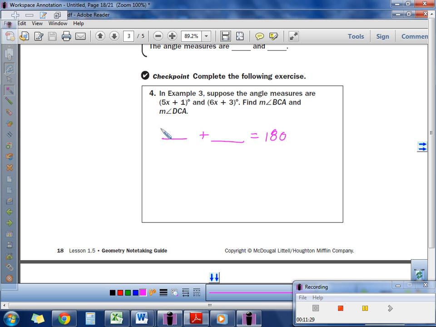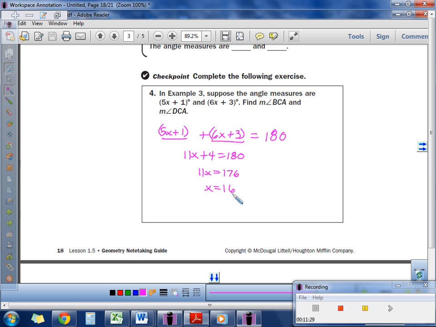Here's the first expression that I can bring down, 5x plus 1. The second expression is 6x plus 3. Combining like terms on the same side, 5x's plus 6x's is 11x's, and 1 plus 3 is 4. That all equals 180. To get x alone, we need to subtract 4 from each side, and we get 176. We need to then divide by 11, and we get 16.